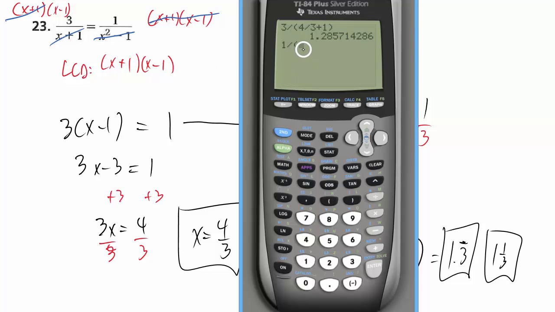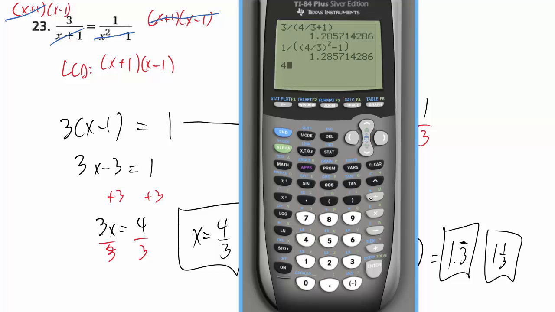1 over x squared minus 1, but by x squared, I mean 4/3. So let me put this in parentheses, 4/3. Take that, square it, and then subtract 1. And look at that, I get the same answer both times. Let me show you one other trick that I don't think I've showed you yet.